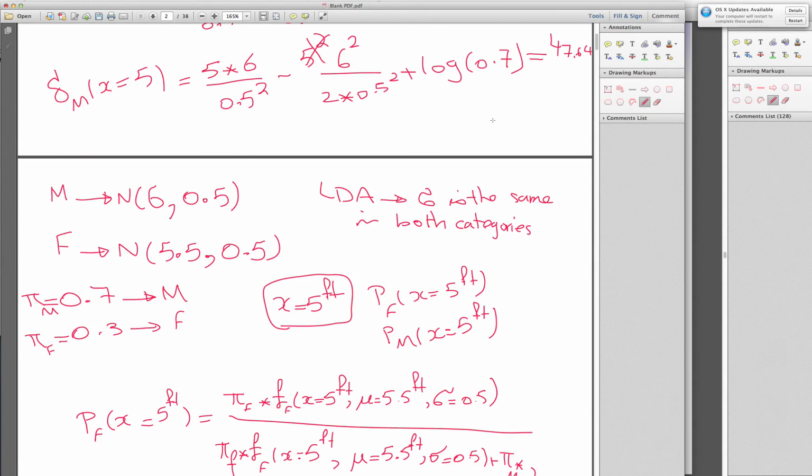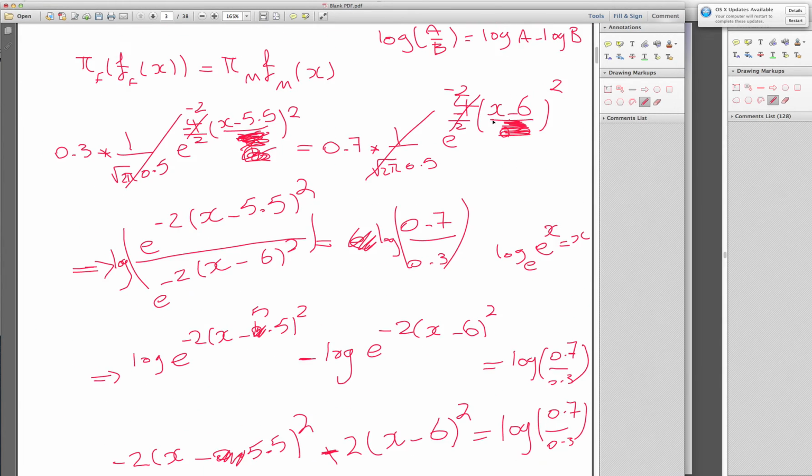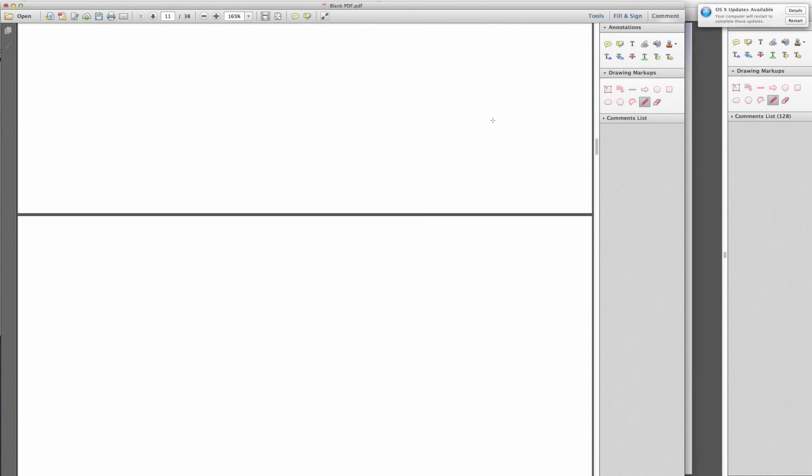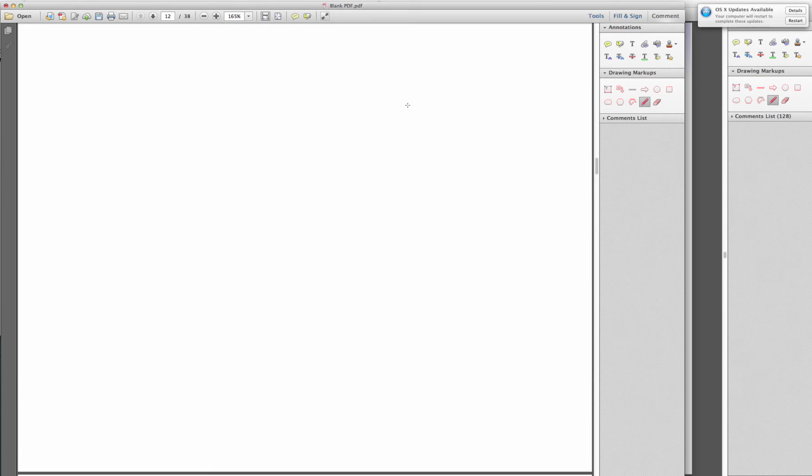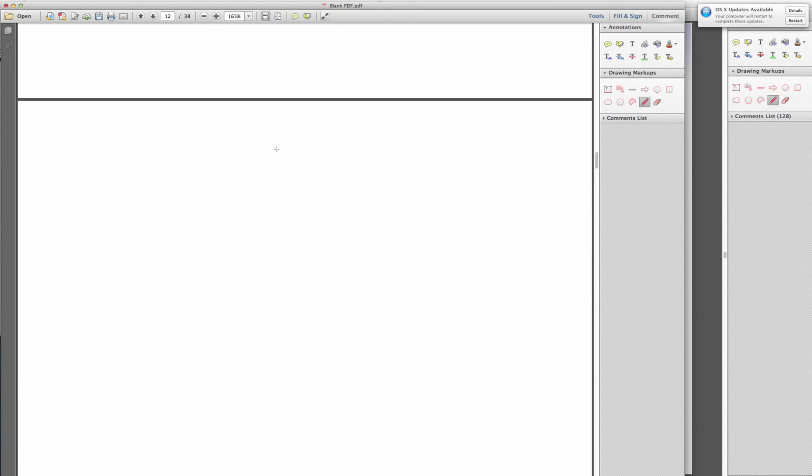And one good news is, if you want to find a boundary, it's extremely easy. If you want to see what is the discriminant boundary between males and females, the only thing you need to do is to equalize these two numbers. And you can generalize it to more than 2 categories as well. You just do it 2 by 2 and decide based upon that.